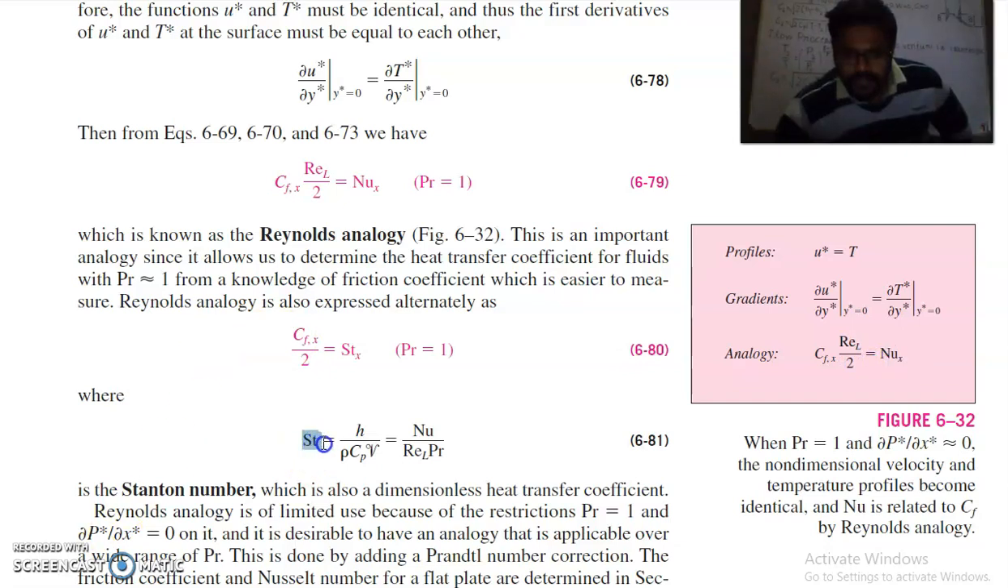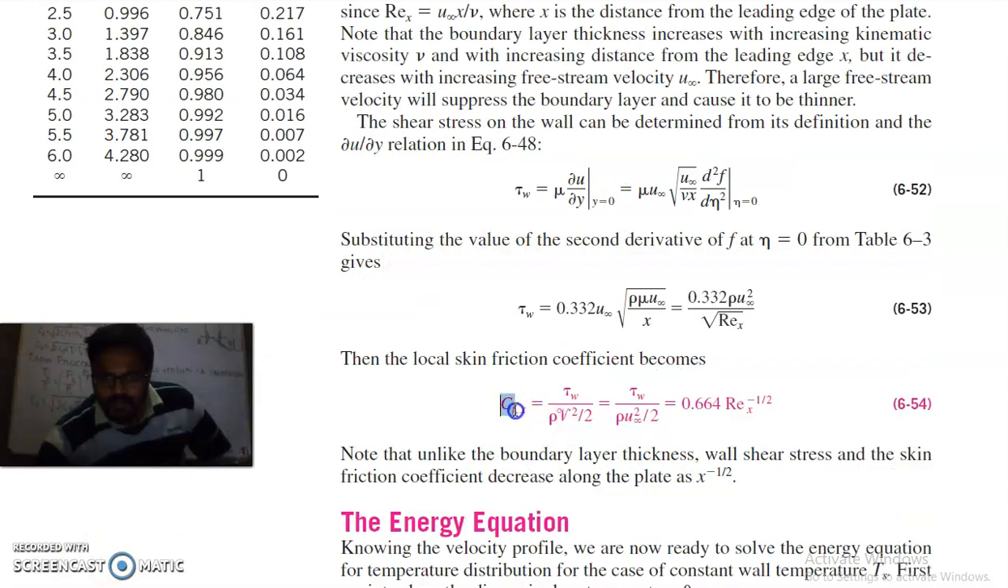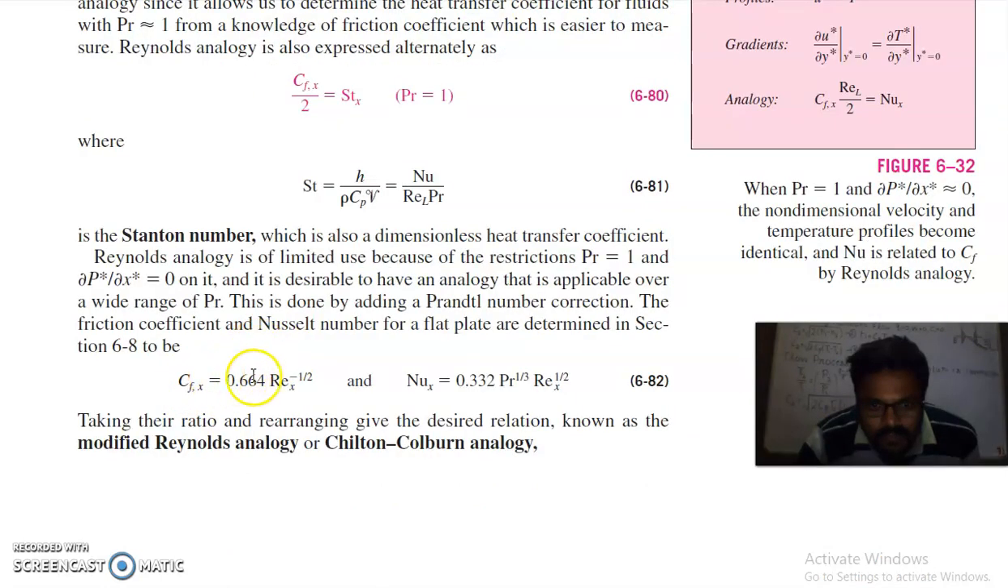Also there is one more number, the Stanton number, which is the ratio of Nusselt number to Reynolds number times Prandtl number. We know this relation in the case of a flat plate, which is Nusselt number in terms of Prandtl number and Reynolds number. We also know in the case of a flat plate, this is the skin friction coefficient, in terms of Reynolds number. So these are the Nusselt number and friction coefficient for a flat plate. Now taking their ratio and rearranging gives the desired relation known as the modified Reynolds analogy or Chilton-Colburn analogy, which is valid for a wide range of Prandtl numbers.